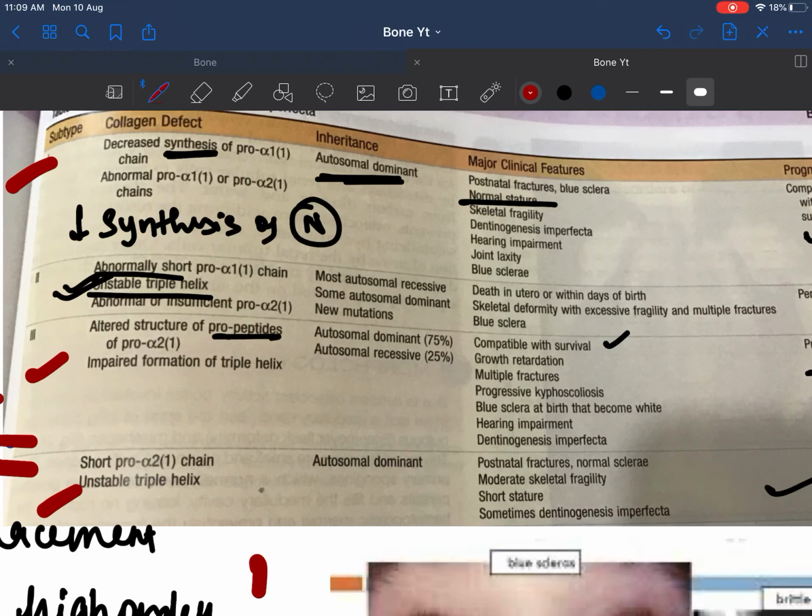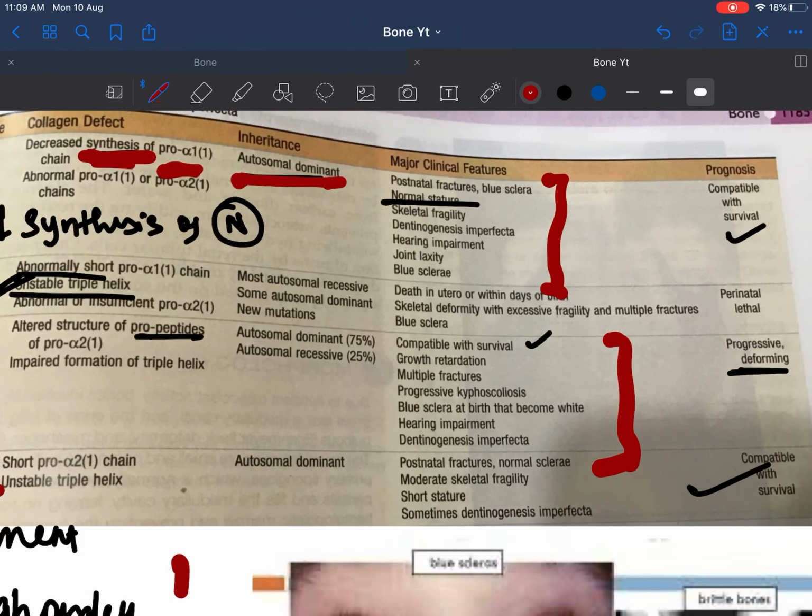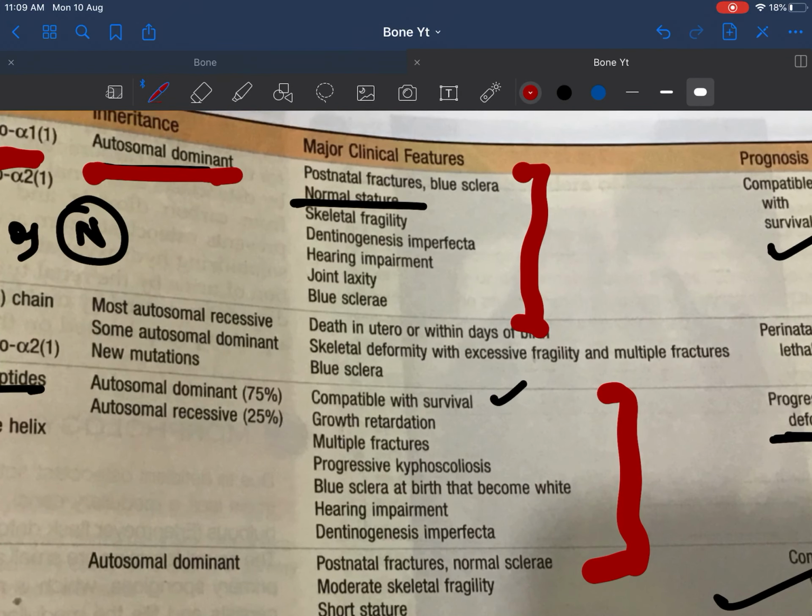So what happens in type 1? There is decreased synthesis of pro alpha 1 chain, or there is an abnormal pro alpha 1 or alpha 2. It is an autosomal dominant condition, and these are the major clinical features. Most patients will come to you with type 1 or type 3 osteogenesis imperfecta in clinical practice. In type 1, he or she will suffer from postnatal fractures, because it is known as brittle bone disease. The bones will not be very strong. Characteristically, he or she will have a blue sclera. The stature of the person will be normal.